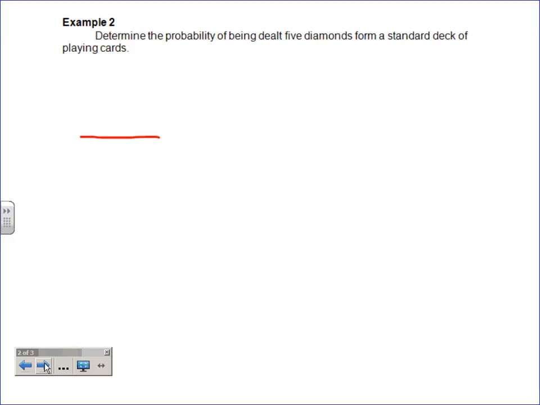So, one thing we would want to do is first find out, well, how many ways can I be successful? How many ways can I get 5 diamonds?